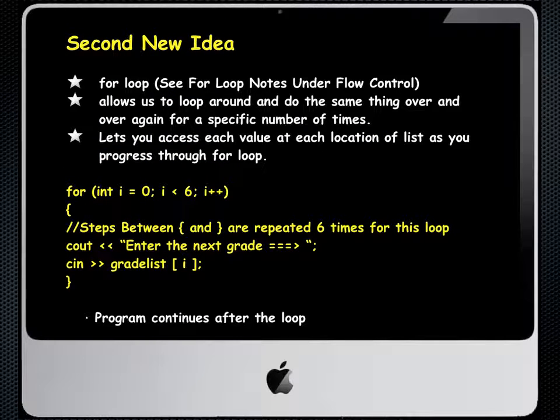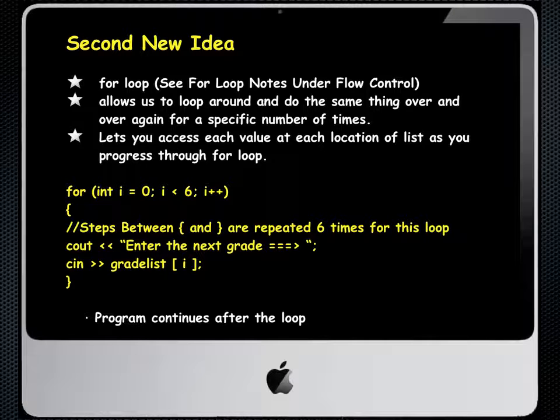Now we need a second new idea. We need a way to access all the values in the list in a very determined and routine way. For this case, we have a for loop. Now there is another set of notes on Tigerbytes for loops under Program Flow Control. I suggest you review those as needed.